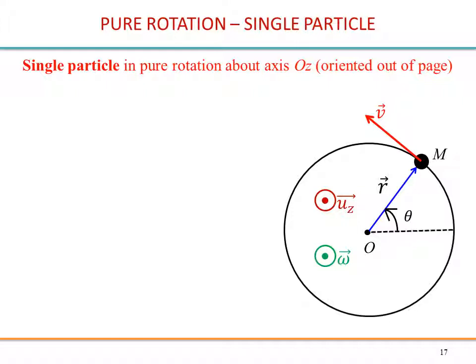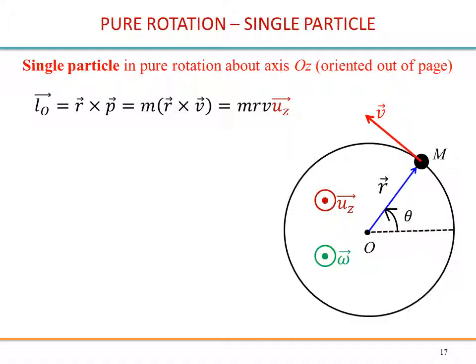Here I would like just to show you another way to calculate the angular momentum in the case of pure rotation of a single particle. We have seen that it is R m v, but there is another way. Let's see. We have here a point M rotating, so there is omega like this. So this is our angular momentum. It's R m v along u_z, which is a unit vector.